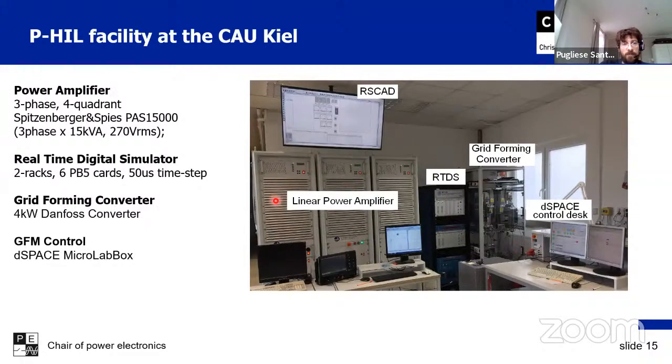We have a 3-phase 4-quadrant linear power amplifier. Each of these phases is 15 kilovolt ampere. So we have a real-time digital simulation with the minimum time step of 50 microseconds. And here we have one of our 6 Danfoss converters, which are 4 kilowatt Danfoss converters, which represent my grid forming, and everything is controlled with the dSPACE controller.